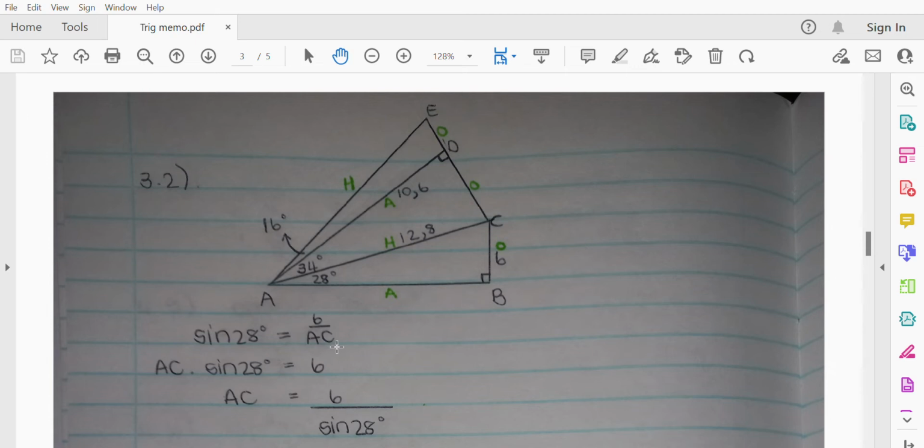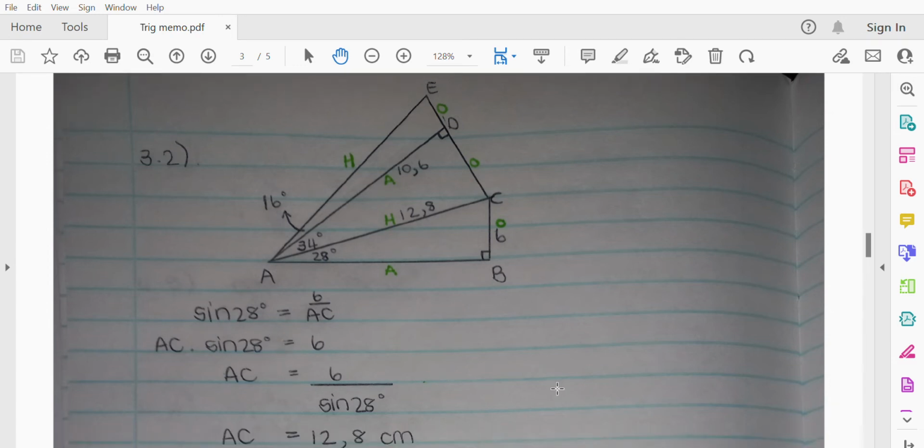Okay, so if I multiply with AC, dan gaan ek kry AC sin 28 is equal to 6. I want AC alone, so I'm going to divide by that sine 28. Dan kry jy AC is 12,8. Okay, now I'm finished with the bottom triangle.